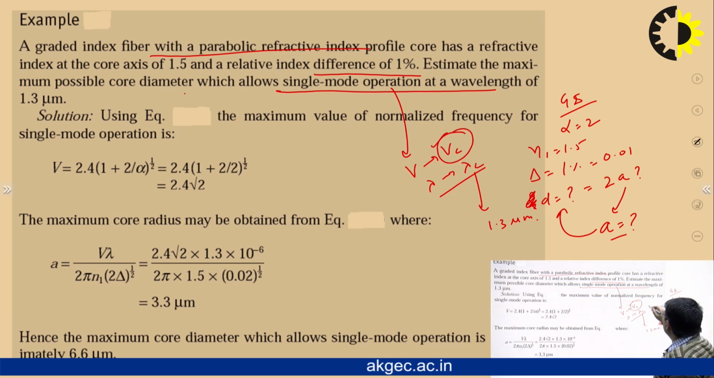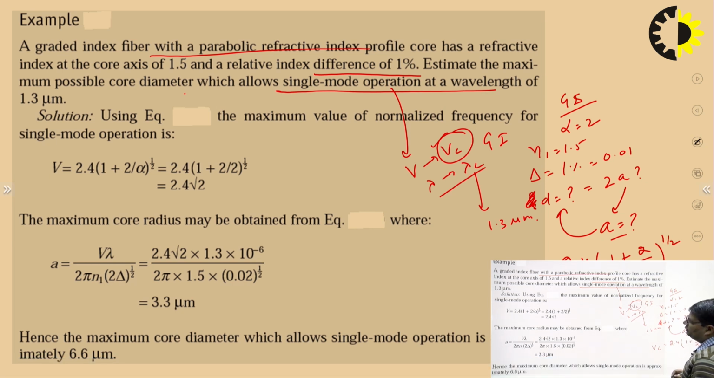So in the case of graded index fiber, this Vc will be computed in terms of alpha. It is given by Vc equal to 2.4 into 1 plus 2 by alpha power 1 by 2. So this is the formula for the cutoff value for the graded index fiber. If this had been the step index fiber, then simply Vc would have been equal to 2.4 or 2.405.